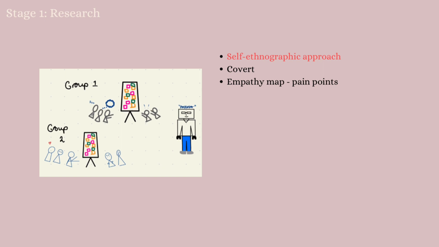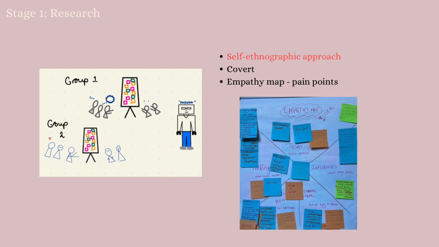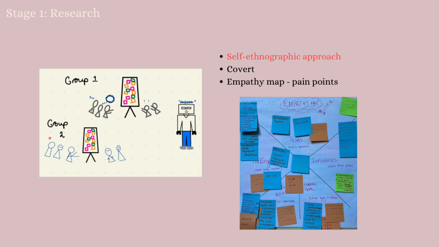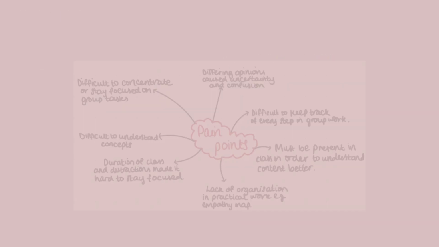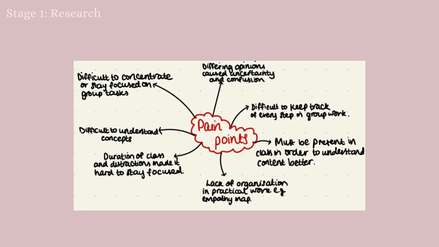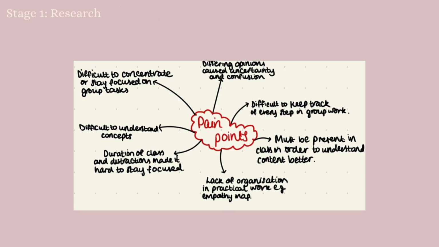I first used a self-ethnographic approach covertly as a student as I carried out group work with 5 other classmates to learn more about design thinking. One example of what we created together was called an empathy map, where there is a component called the pain points. The pain points refers to the problems or difficulties experienced by the user of a service or product.